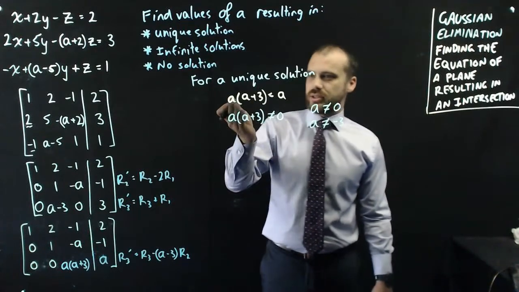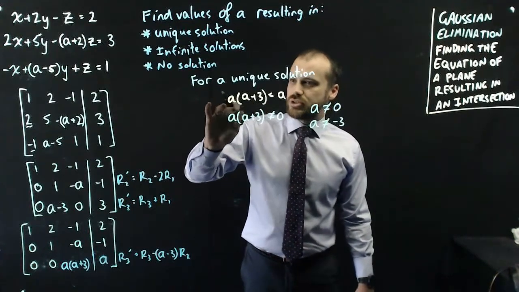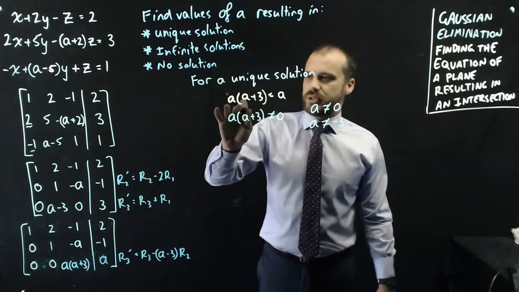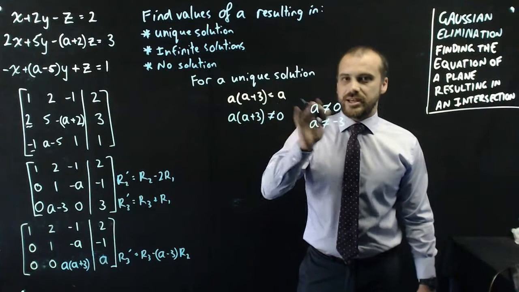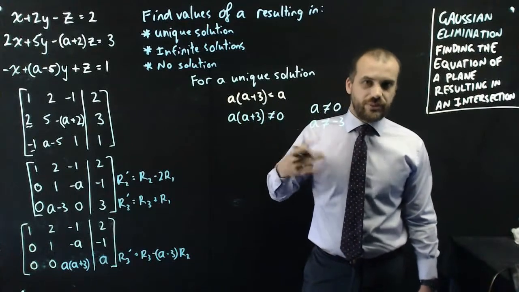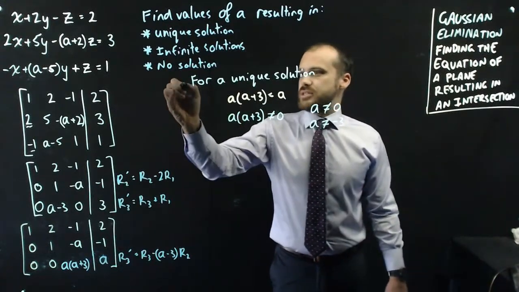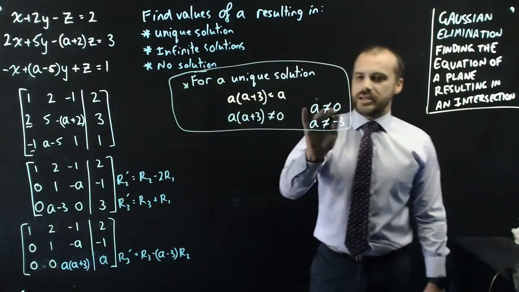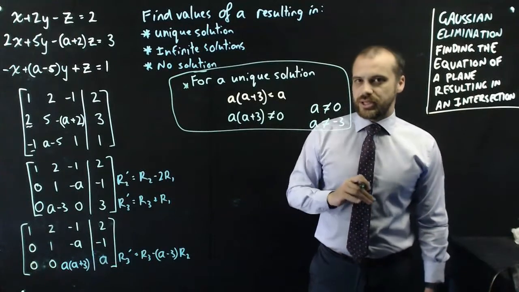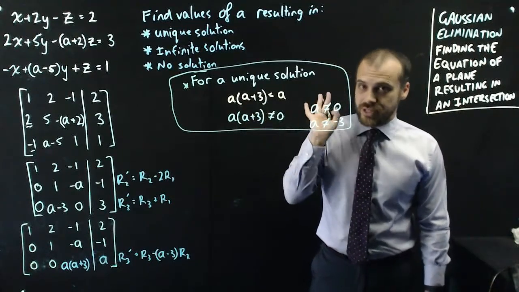So if I put the number 2 in here, I'd get 2 times 2 plus 3, which is 2 times 5, which is 10. So 10z equals 2, and then I can solve that and find out what z is. So this is the answer to my first step. For a unique solution, a cannot equal 0 and a cannot equal negative 3. Any other value is fine.